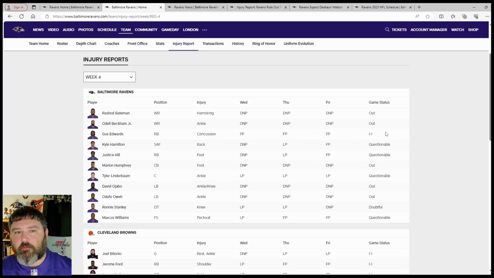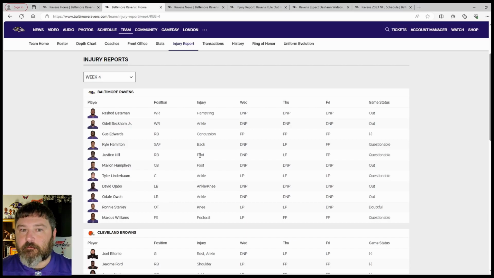You could see Gus Edwards has a little dash here, and FP for Wednesday, Thursday, and Friday. So, as of right now, Gus Edwards is going to play. Kyle Hamilton, back. Not exactly sure what is wrong with his back, but it is apparently hurting. Didn't participate Wednesday, limited Thursday, full participant Friday. And Justice Hill, foot, same status improvement: did not participate Wednesday, limited Thursday, and Friday you're a full participant.